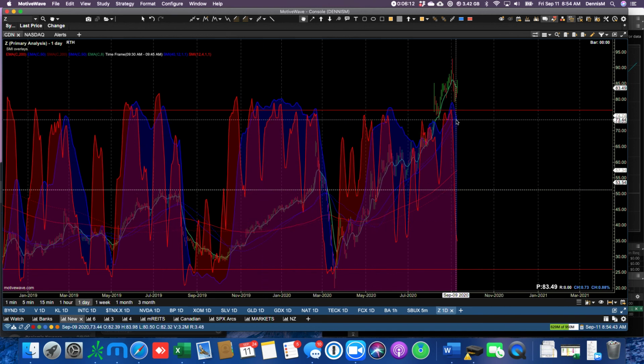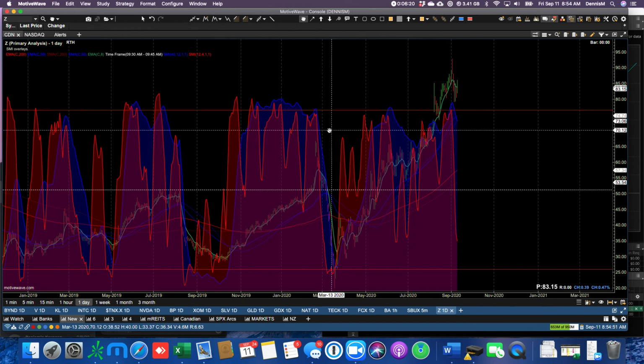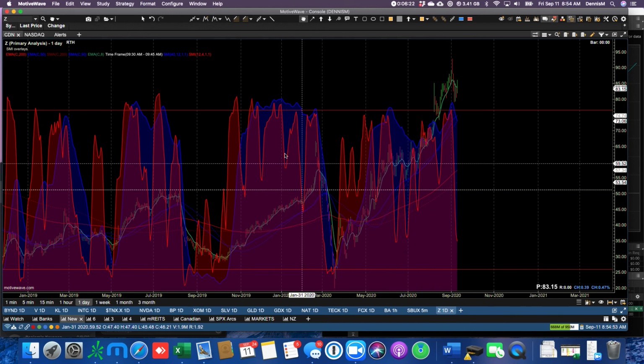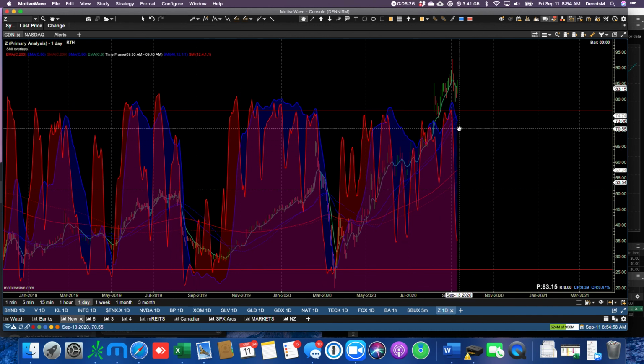But overall, this looks like it's going down. Anytime it's been at this level, it's gone down further. Here, it went down way further. Here, it went down further. So this basically says, if you're interested in a short-term profit, take it.